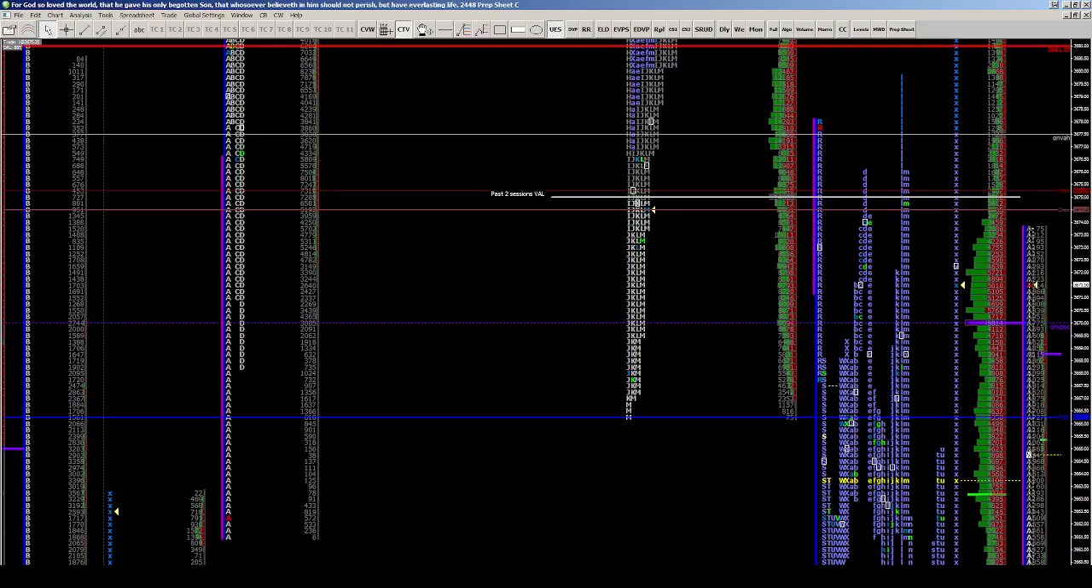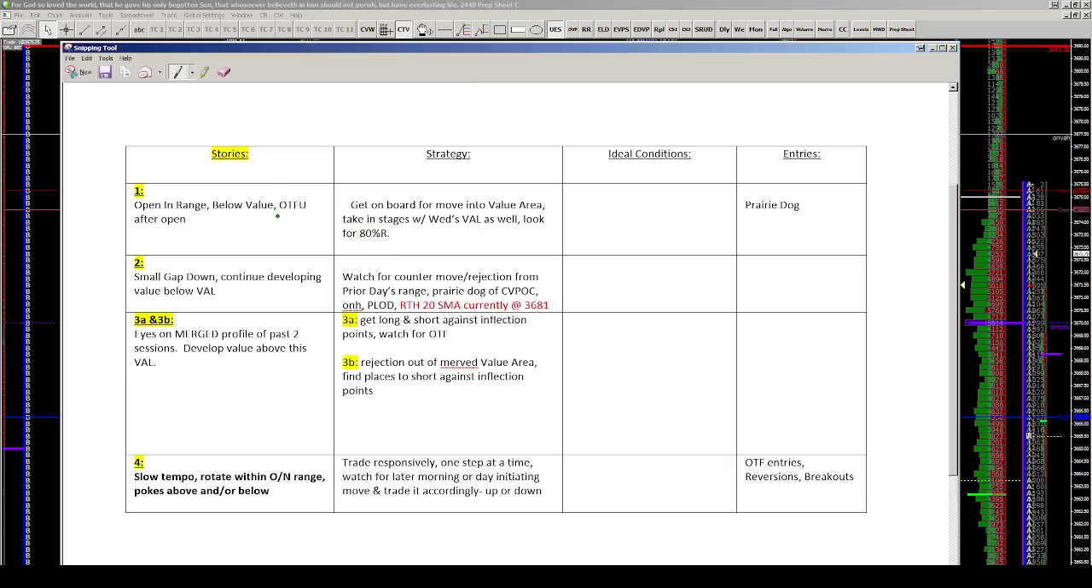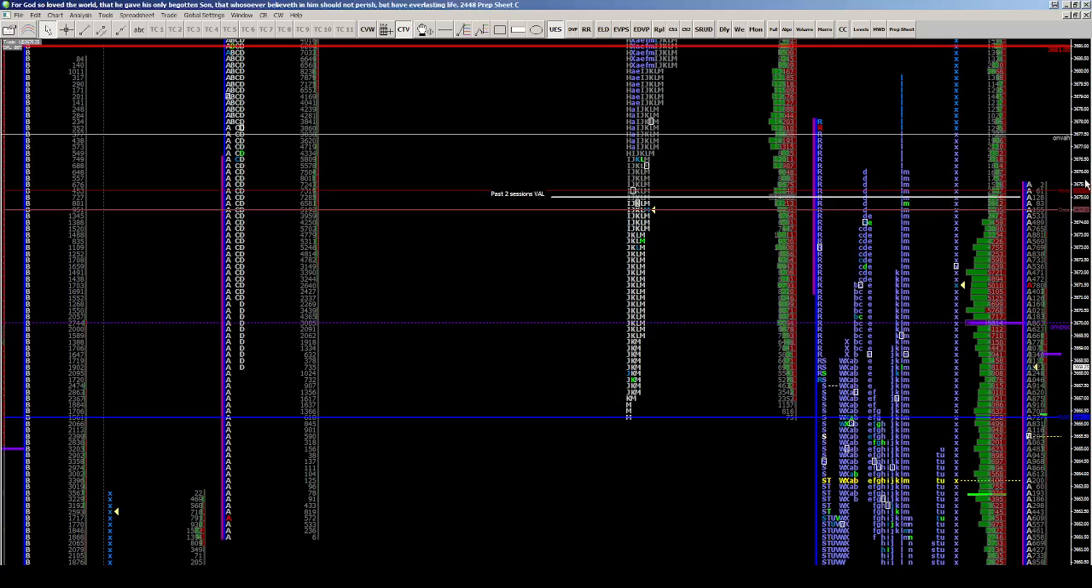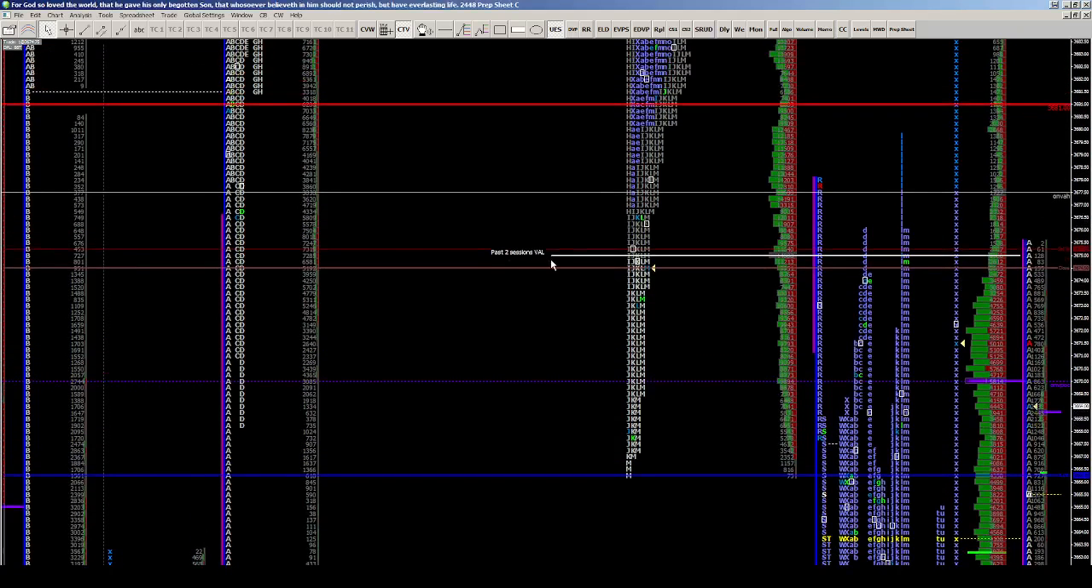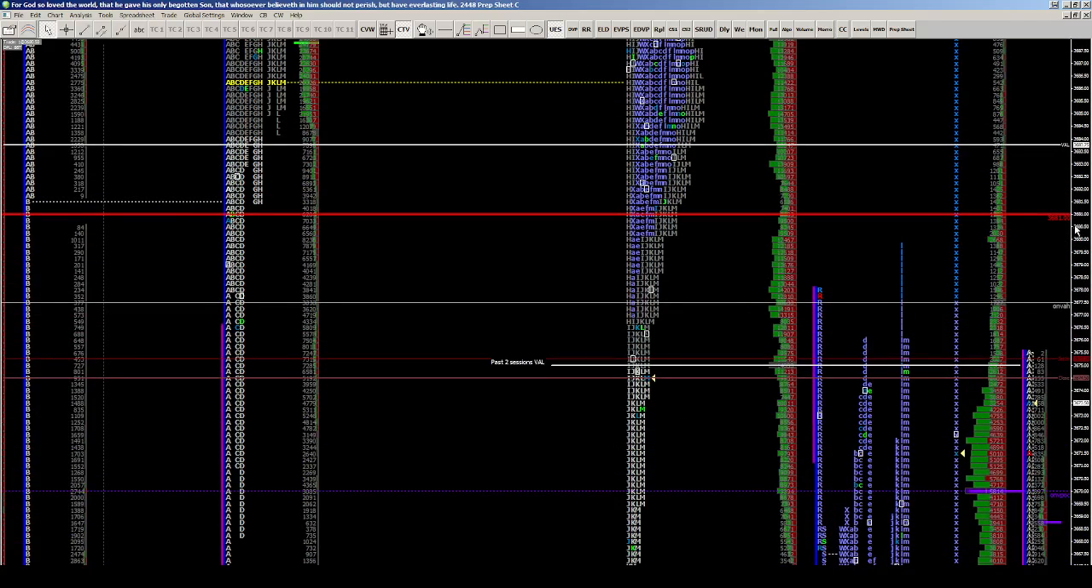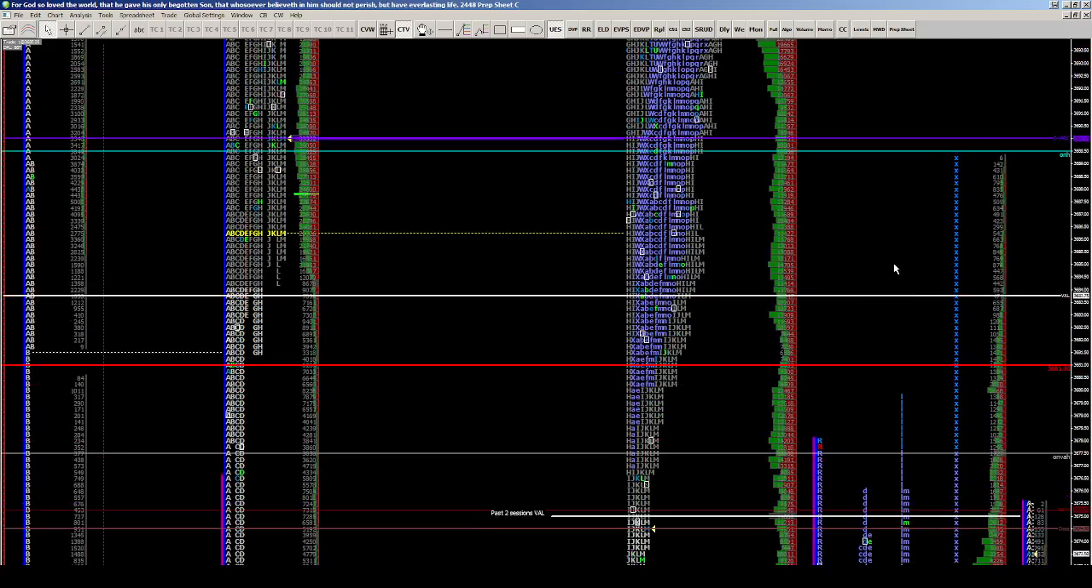All right, so the idea would be: if we open in range below value and one-time frame up after the open, so we're back through the open, get on board for a move into the value area. Take it in stages with Wednesday's value area low as well. Look for the 80% rule to the upside. Now, I want to show you something I've done here. This says past 2 sessions value area low. This is including the Globex session. I could have done it either way, but for time's sake I just merged them all together. And we've got a new value area low, which is right next to settle.